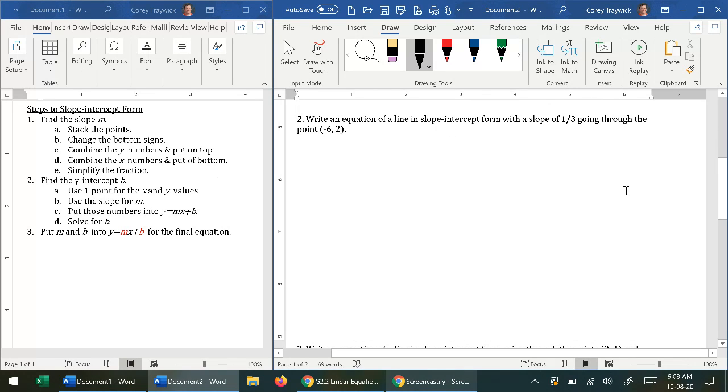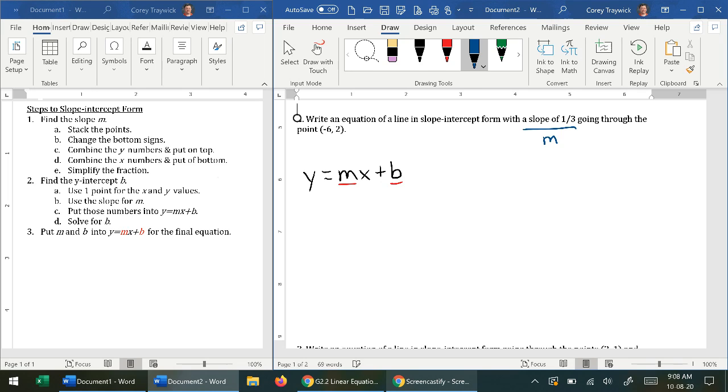Write an equation of a line in slope-intercept form with a slope of 1/3 going through the point -6, 2. Once again, we're going to start with our slope-intercept form, y equals mx plus b, and we are looking for the letter m and the letter b. Let's start with the letter m, the slope. In the problem, it says the slope is 1/3. We're going to write that as the fraction y equals 1/3 x. Remember, y and x are going to stay in our equation.